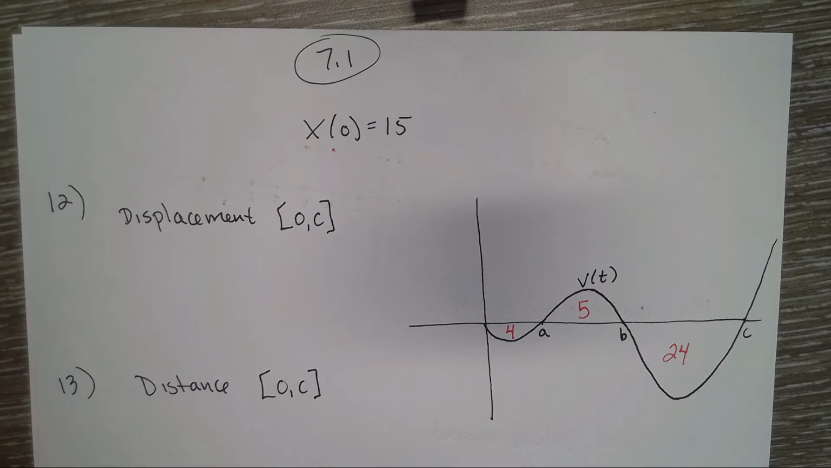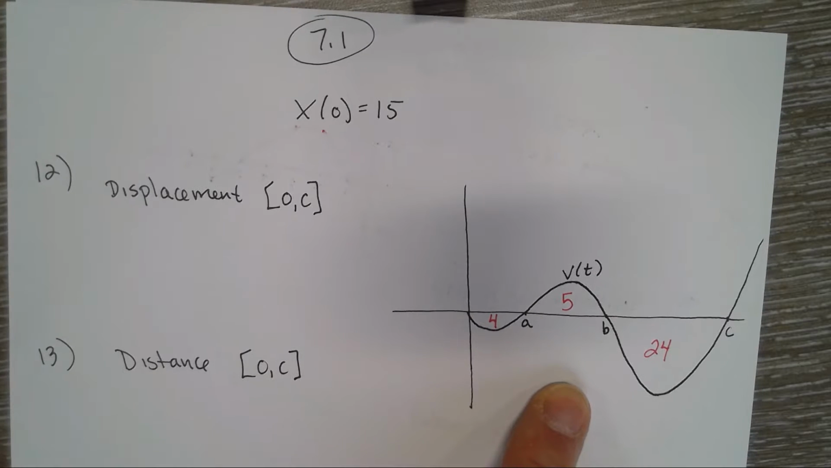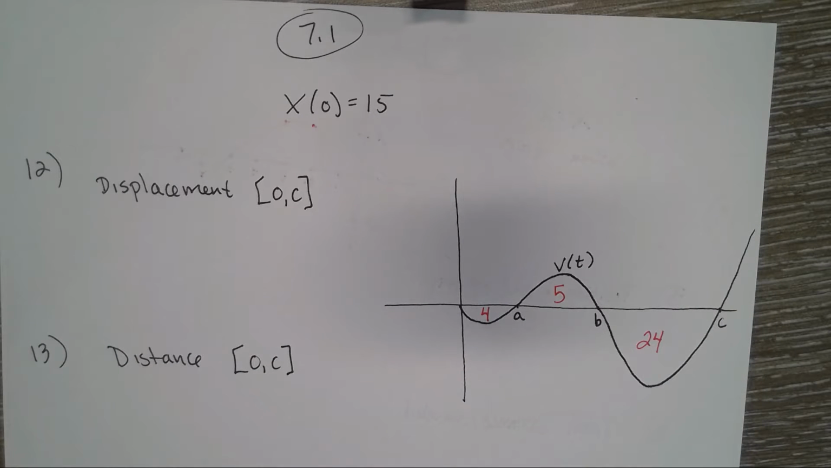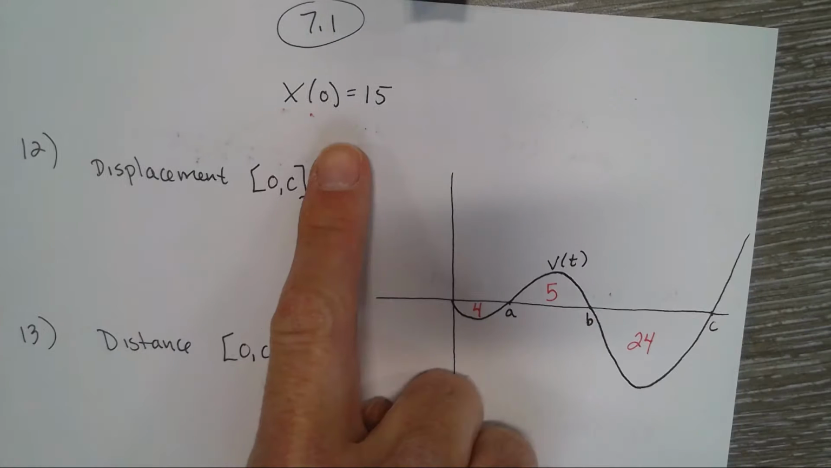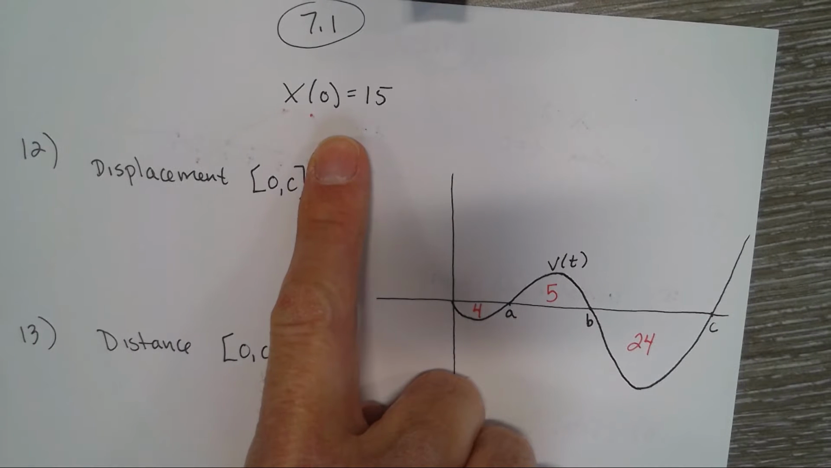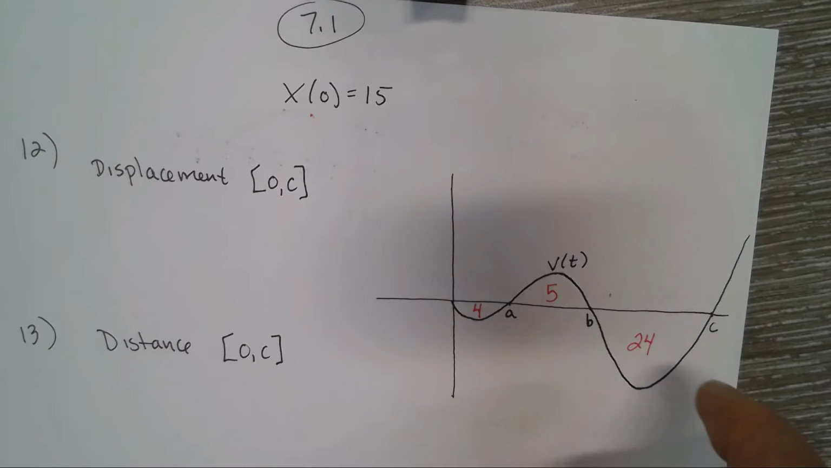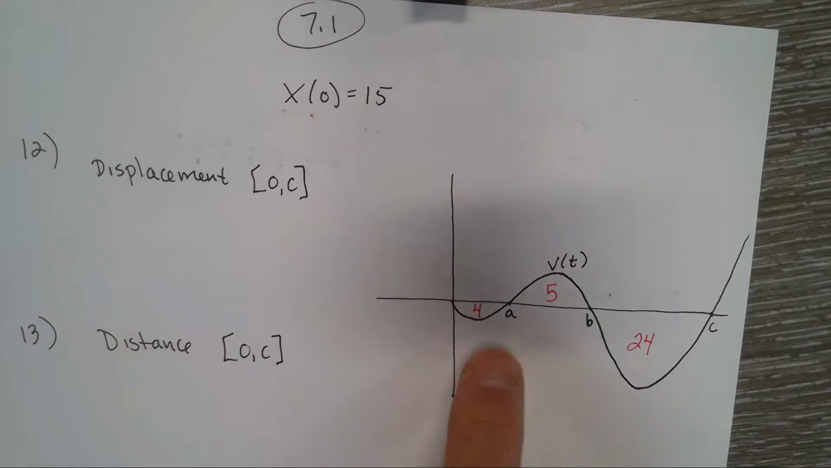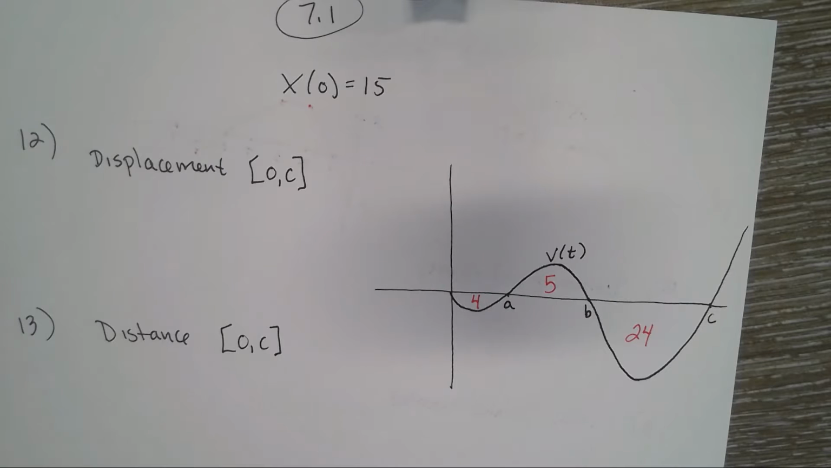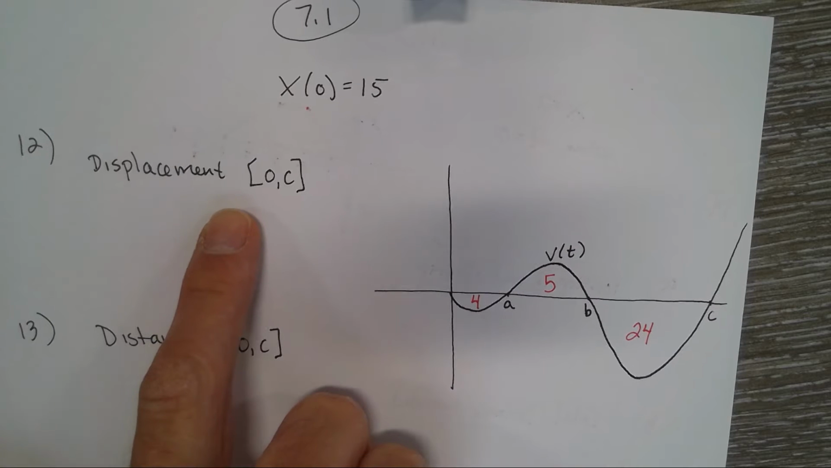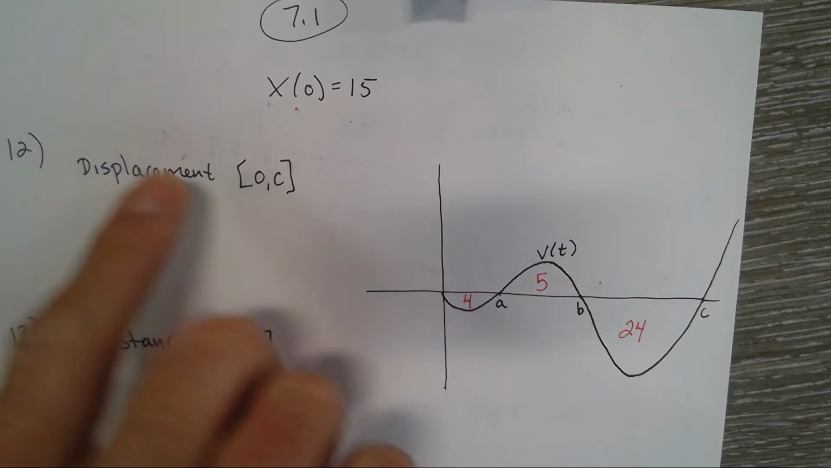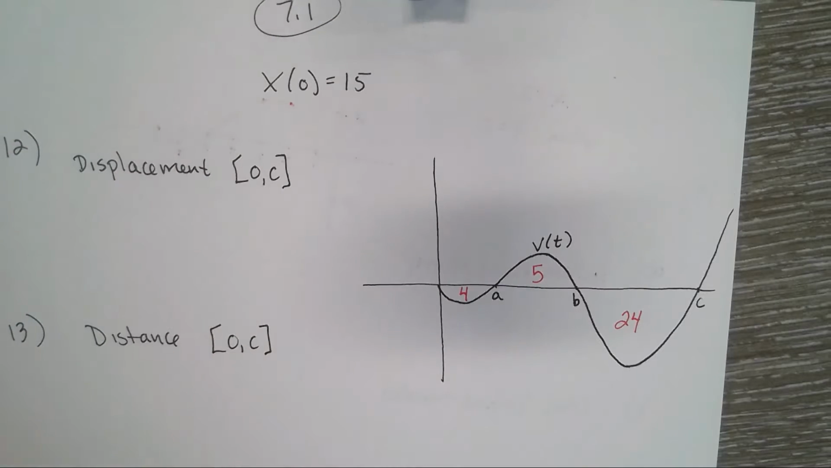Alright, 7.1, I'm going to do 12, 13, 14, 15, and 16, all questions related to this graph here. It tells us the initial position at time equals 0 is 15, so we've got a particle that starts at 15, and then we've got a velocity graph. And the 4, 5, 24 represent the areas of those regions, and we're trying to find, in number 12, the displacement from 0 to c. So displacement means change in position.